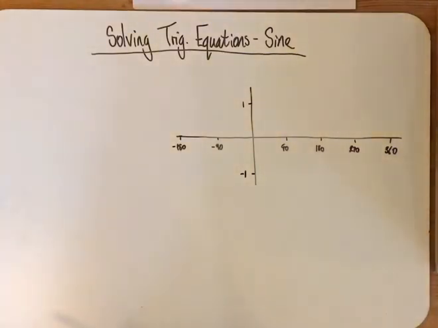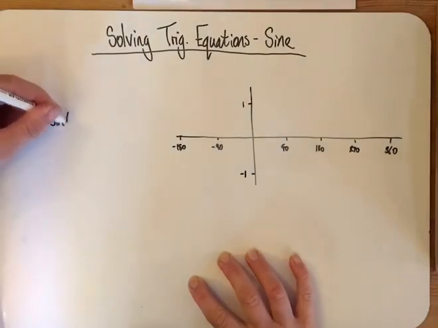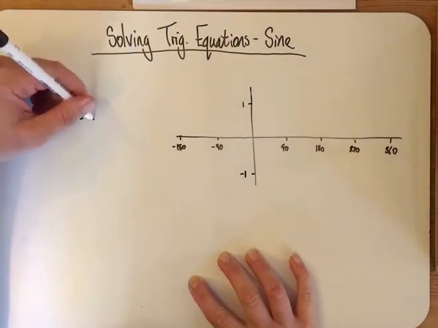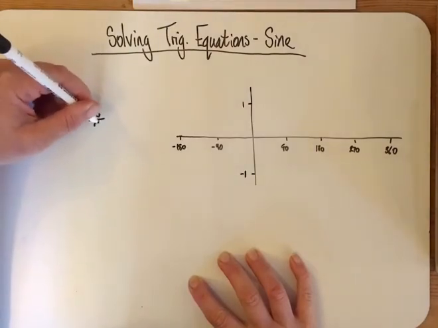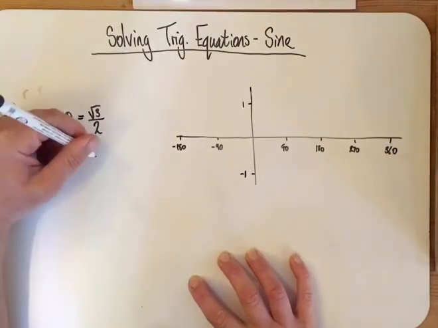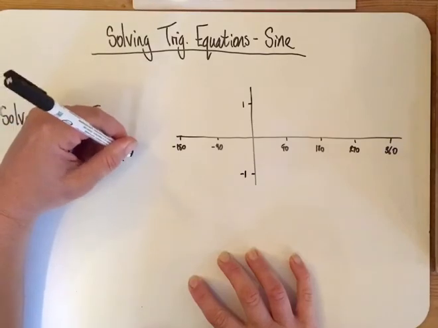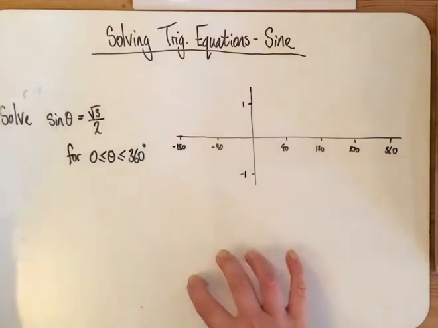Okay, I'm going to go over solving trig equations within a given range for sine. So we're going to look first at solving sine theta equals root 3 over 2 for theta between 0 and 360. So similar to the cosine one I did.